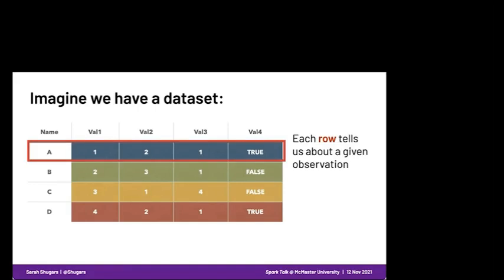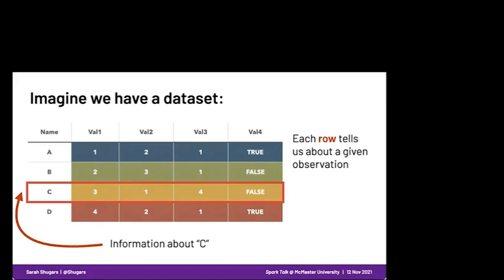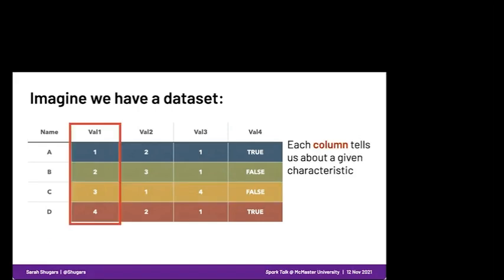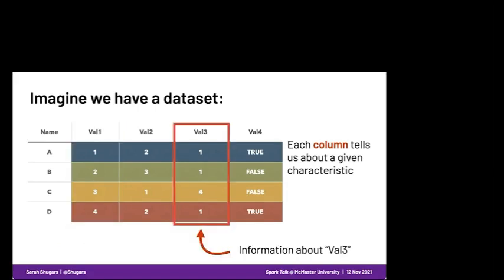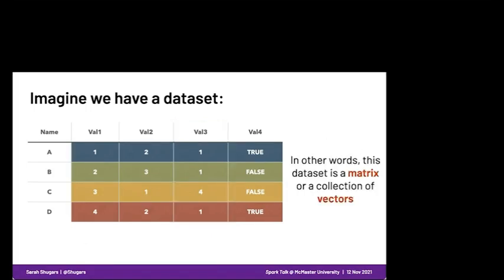And in this data set, each row tells us about a given observation. So this row is telling us about observation A. This row is telling us about observation C. And each column gives us information about a given characteristic. I've labeled this column val1 generically. If this were test scores, this could be everybody's score on the first exam or something like that. And this column would give us information about what I've labeled val3. So in other words, this data set can be understood as a matrix or also as a collection of vectors.